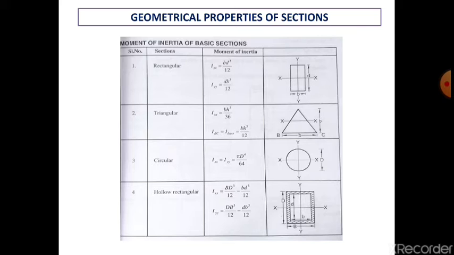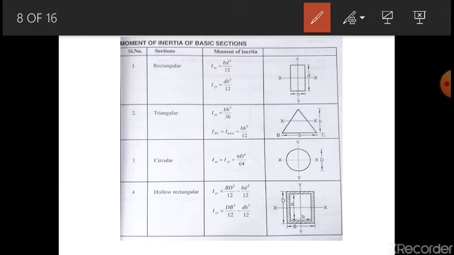Then we found out what is polar moment of inertia, what is radius of gyration. Now we'll find out some fixed formulas for regular shaped objects. The moment of inertia formulas are given along its centroid. So the first one is for the rectangle. It is along the x-axis.